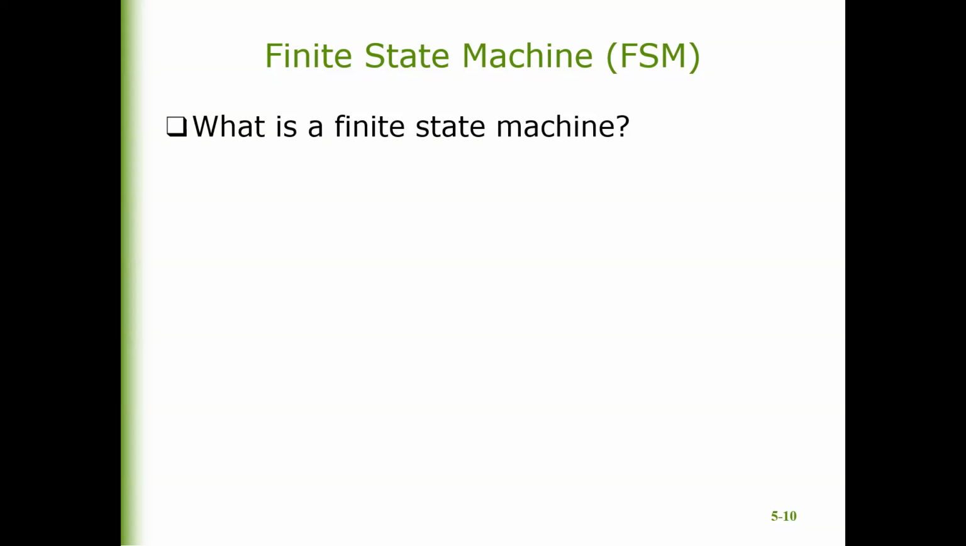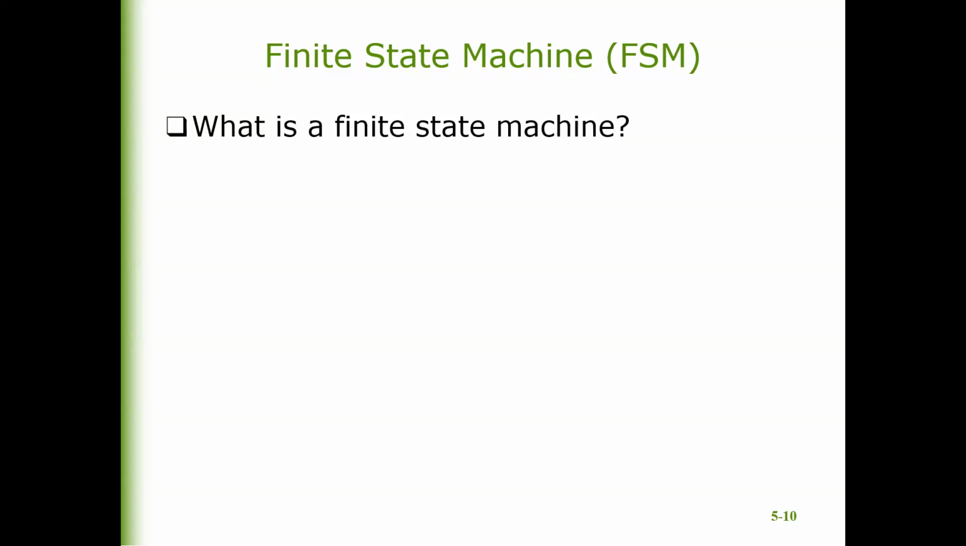So for example, if we are at the odd state and our input is 0, what should we do? Should we stay at odd or should we go back to even? We stay at odd, right? Because our input is 0, which means we still have an odd number of ones. So we will stay there on input 0.